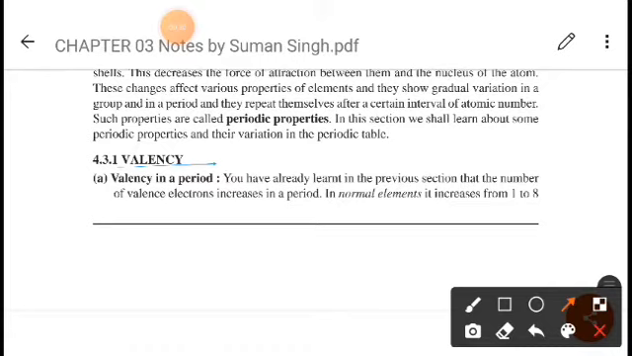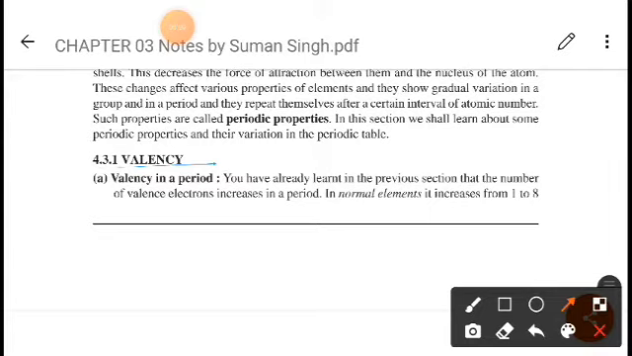When we talk about valency, we can say that the chemical behavior of an element is mainly decided by the electrons present in its outermost shell, which is also called the valence shell, as you know.